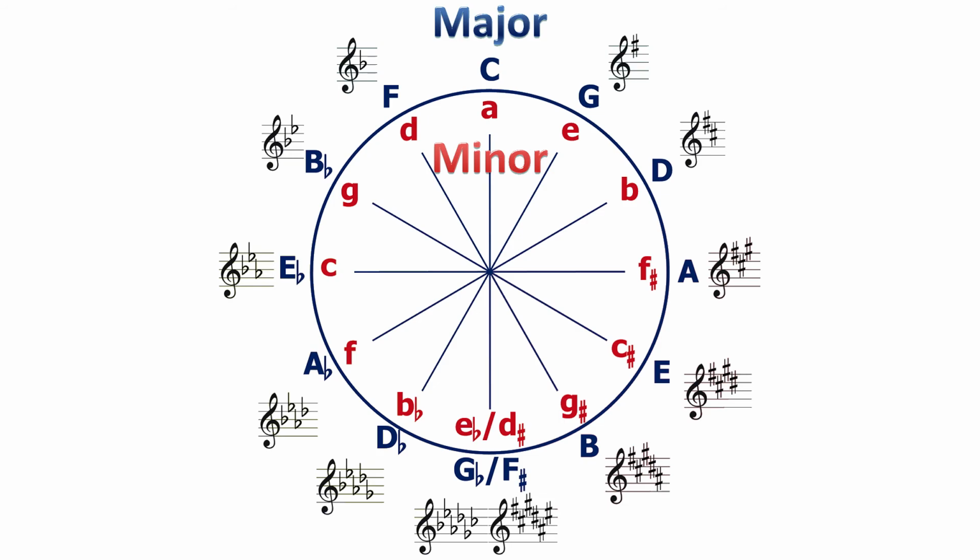And within the circle you'll see another row of letters, this time all lowercase. Each major key shares a signature with exactly one minor key, called its relative minor. So, say, C major and A minor are relative major and minor.